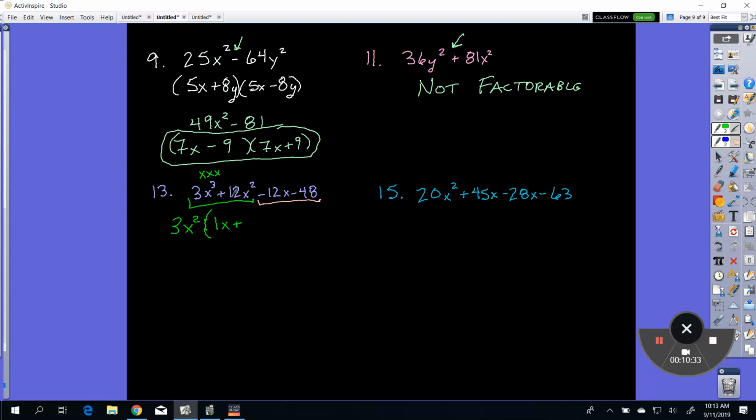What's 12 divided by 3? 4. So I'm going to put a 4 there, and I took those 2 x's out. So they're gone. So if I multiplied the 3x squared back in, I would get what I have up there in white.